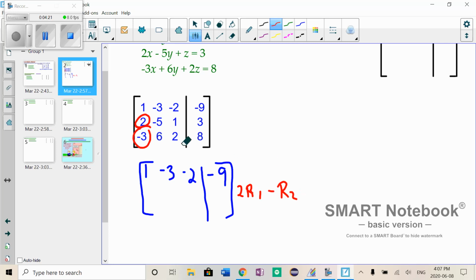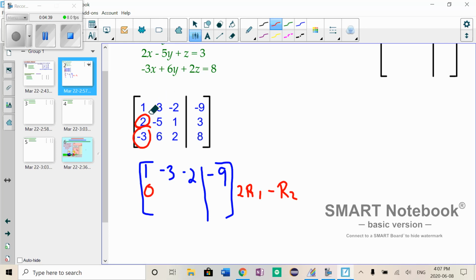So I'm going to do 2 times this row and minus this row, and that will give me a 0 right there. By the way, you could have done this row minus 2 times that row. I don't care which way you subtract, as long as you get a 0 in this position. So if I do 2 times the first row, that's going to be 2 minus that 2, which is going to give me a 0.